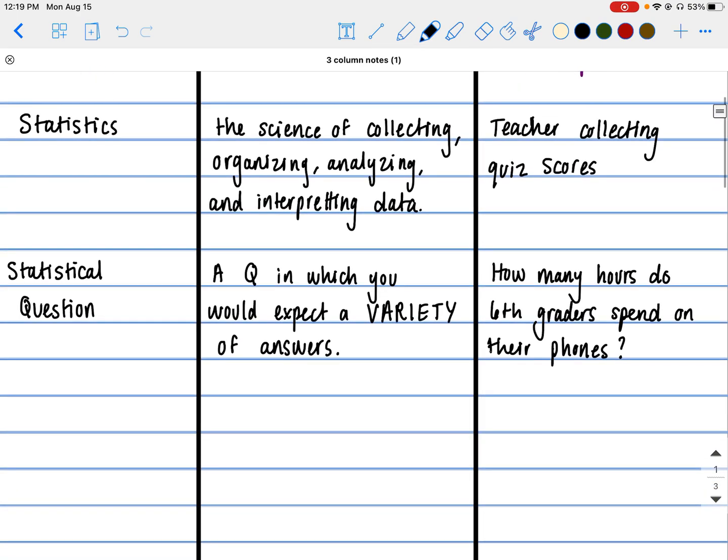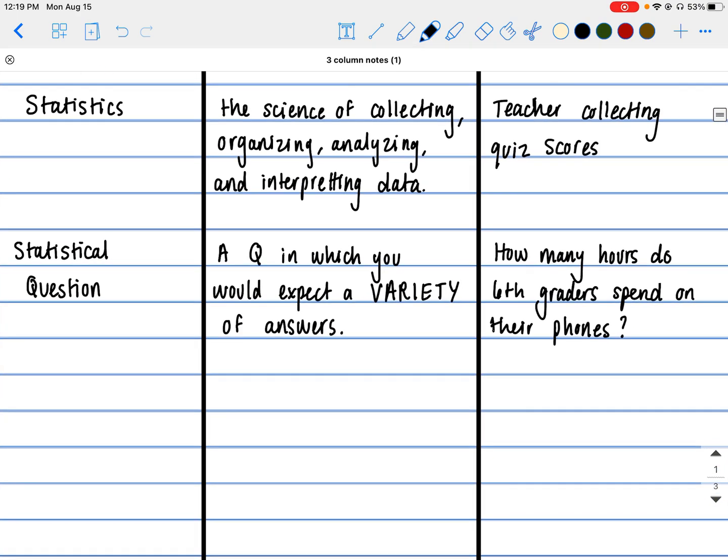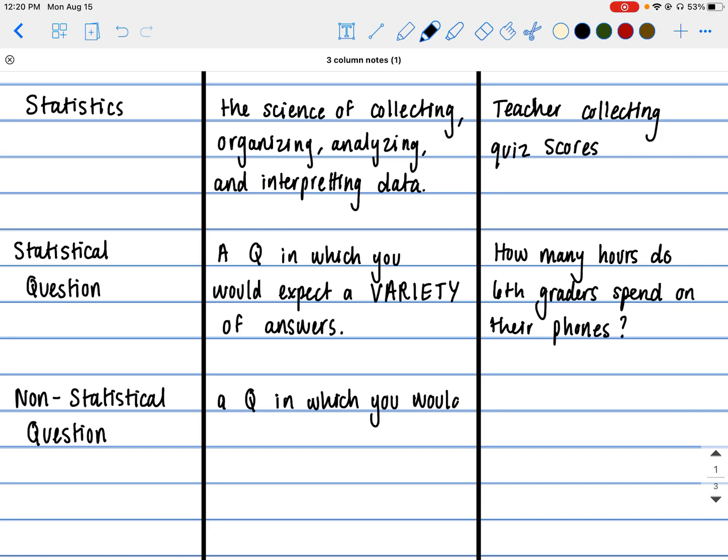All right, now what would be the counter of that? Think about a statistical question where you're getting a variety of answers. What's the opposite of a variety? Only one, right? So a non-statistical question is one in which you could expect only one answer. So a question in which you would expect only one answer.